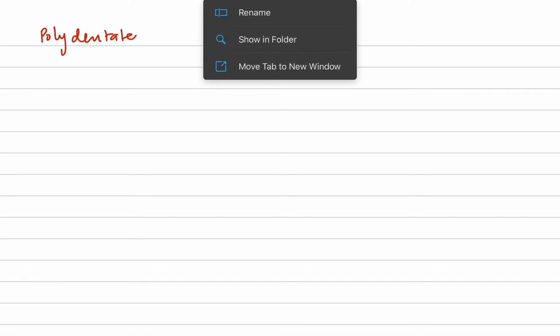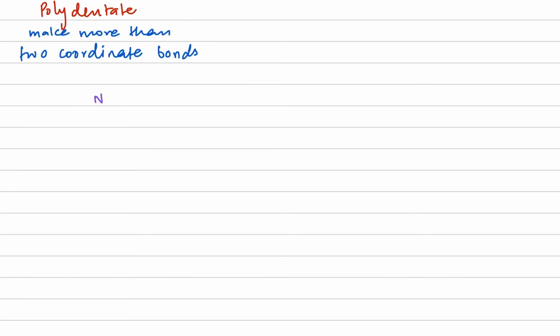Then we have polydentate ligands. Poly means more, and then dentate means, again, coordinate bonds. So they make more than two coordinate bonds with the transition metal atom or the transition metal ion. One of the most common examples we have is diethylene triamine, where we have three amine groups, one in the middle, one on either side, and then two ethylene groups. Ethylene means two carbon groups. There are three nitrogen atoms. All three have one lone pair each, and these three nitrogen atoms act as ligands, so they can make three coordinate bonds at the same time.